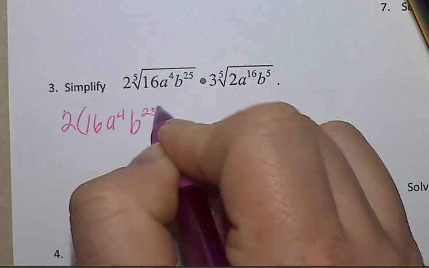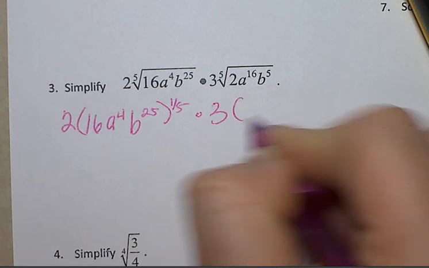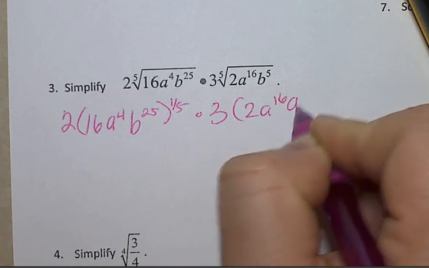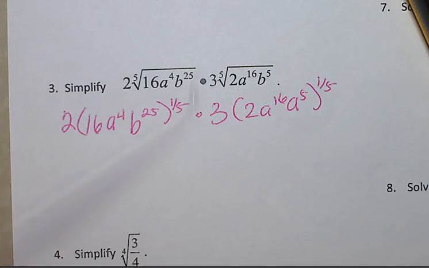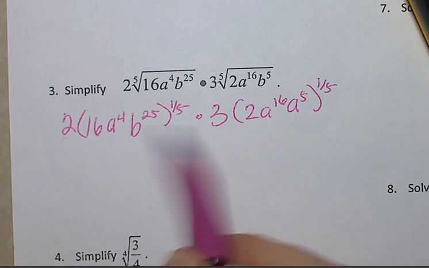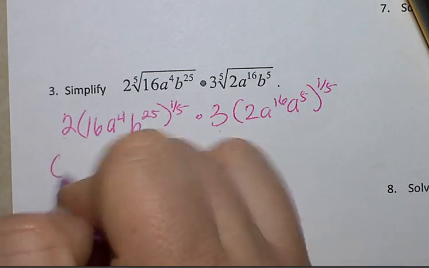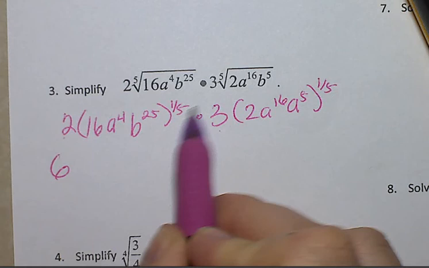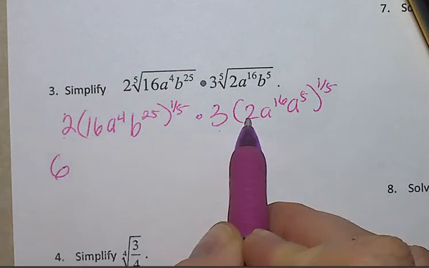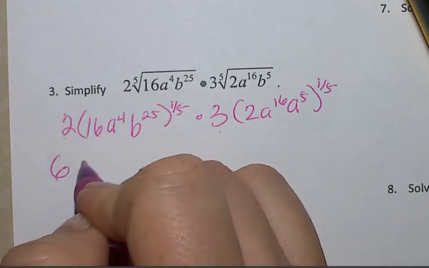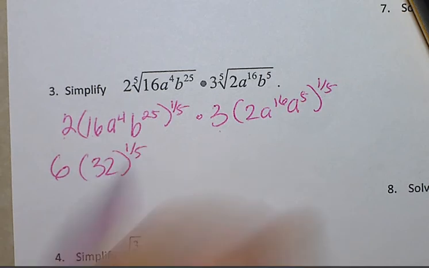I'm going to give you time to do this. Please do this on your own, on your paper. Okay, you ready? Let's go with the easy part. 2 times 3 is 6. Done. That's easy. Okay, here we go. Same exponent. 16 times 2 is 32. And I'm going to write it to the 1/5 power. I'm going to come back to that in a little bit.